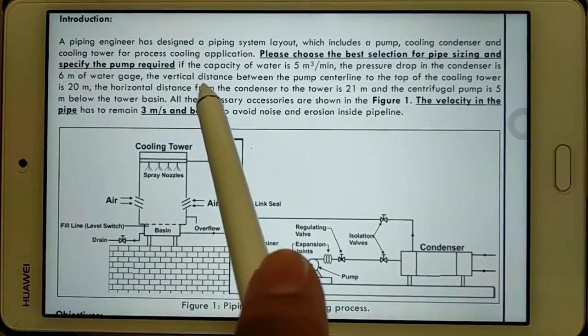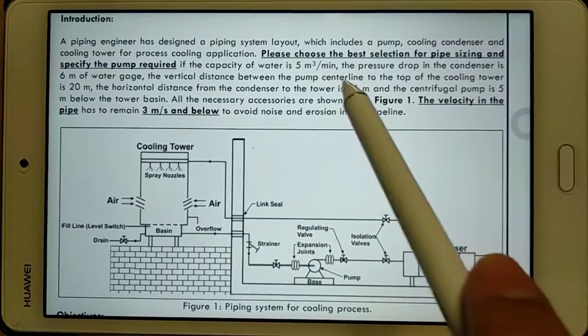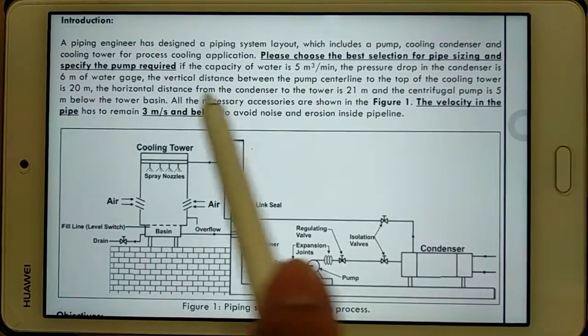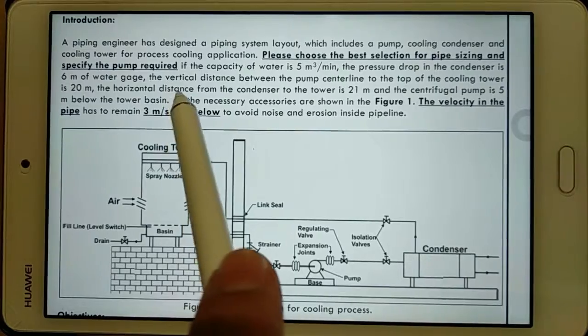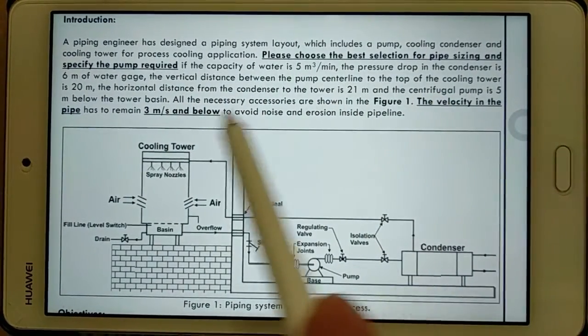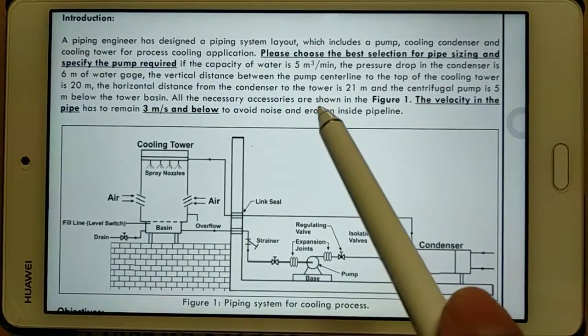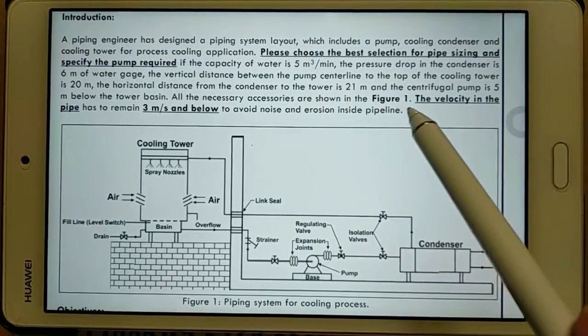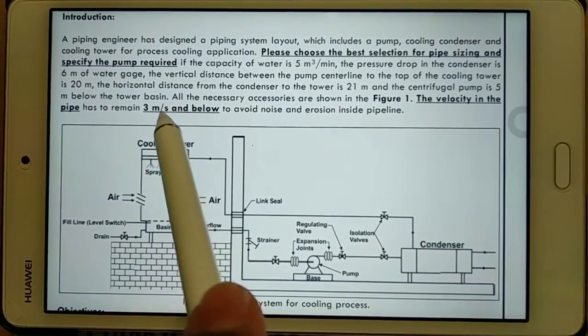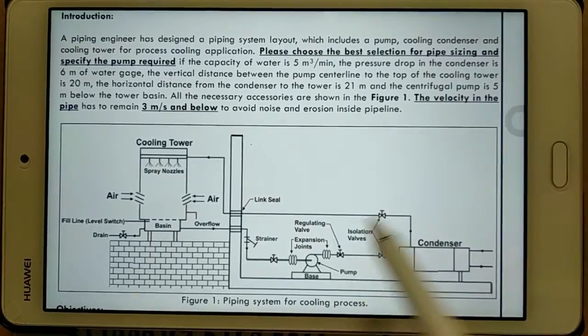The question is: if the capacity of water is 5 meter cube per minute, the pressure drop in the condenser is 6 meter of water gauge. The vertical distance between the pump center line to the top of the cooling tower is 20 meter. The horizontal distance from the condenser to the tower is 21 meter, and the centrifugal pump is 5 meter below the tower basin. All the necessary accessories are shown in figure 1.